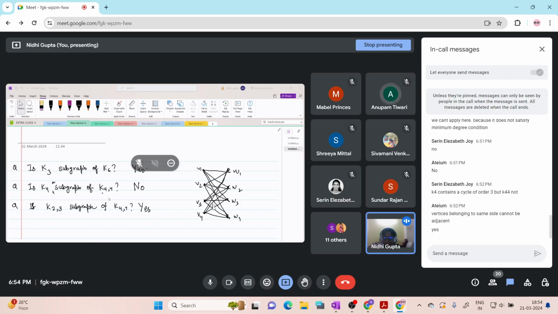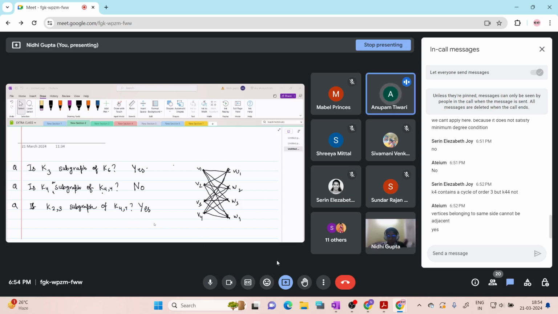Moreover, by looking at a picture you can say, or secondly, you can also see that K4 is a complete graph, so it has a triangle. It has an odd cycle. But K44 cannot have an odd cycle. That can be another reason also.